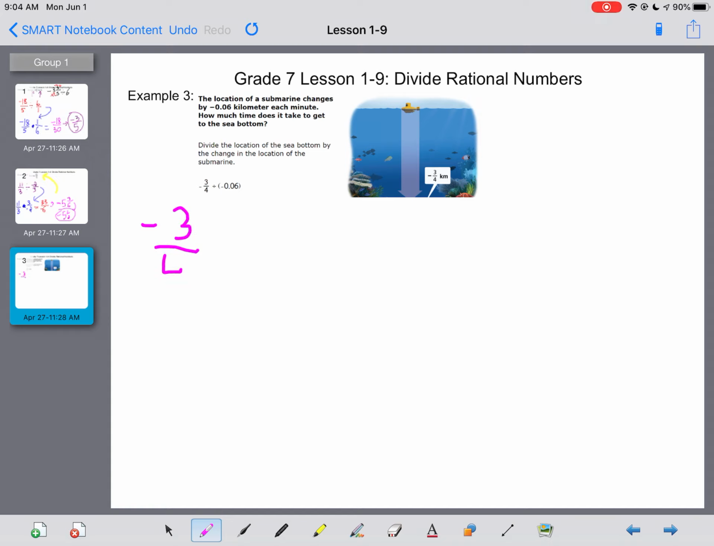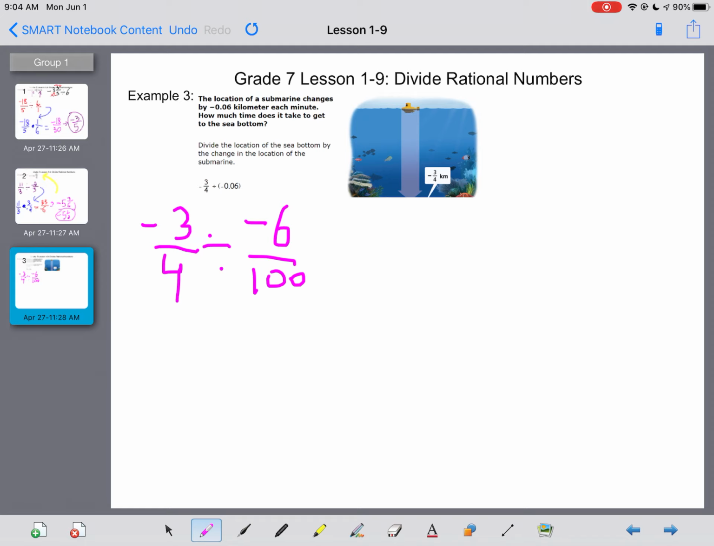And to make the negative 0.06 into a fraction, let's read it out loud. That's the same thing as negative 6/100ths. Negative 6 over 100 is the same as negative 0.06. So now I write negative 6/100ths.